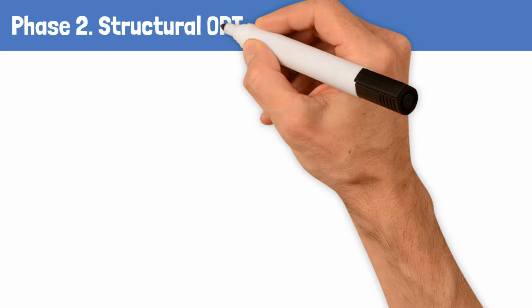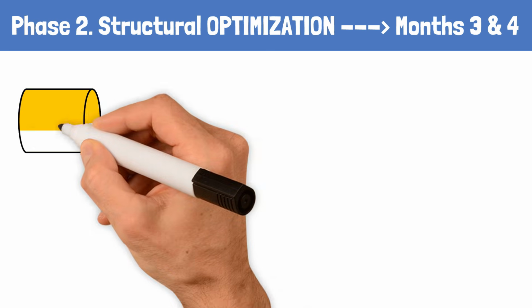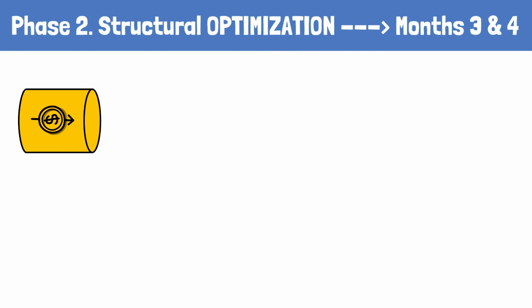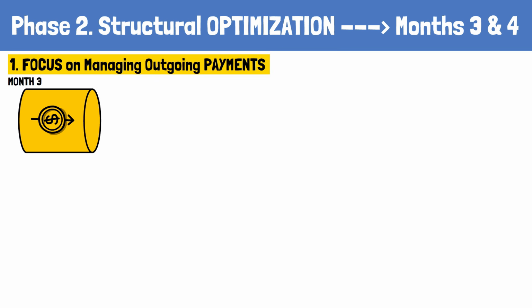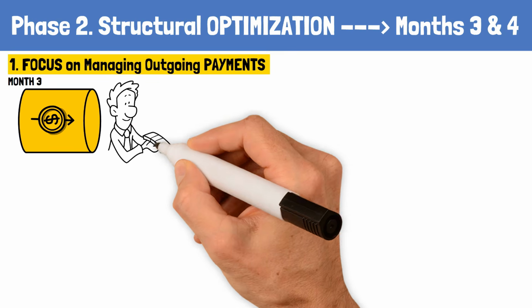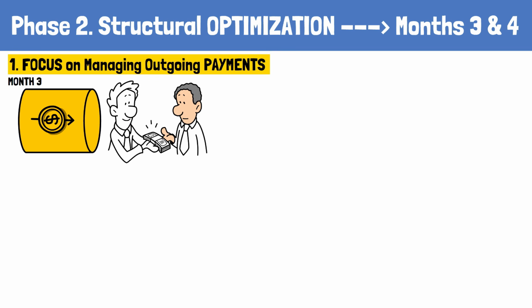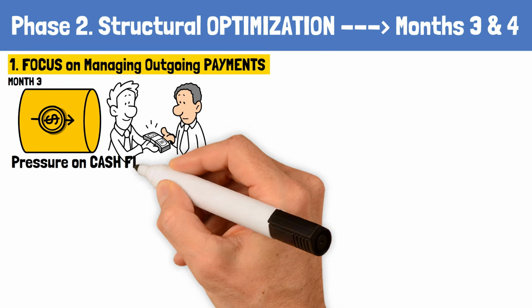Phase 2. Structural optimization, months 3 and 4. Once your cash position begins to stabilize, it is time to improve the systems that control how money flows through the business. During month 3, focus on managing your outgoing payments more strategically. Many business owners pay suppliers as soon as invoices arrive. While paying on time is important, paying earlier than required can create unnecessary pressure on cash flow.